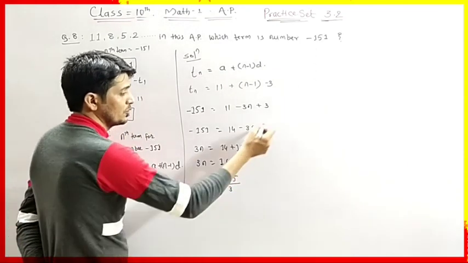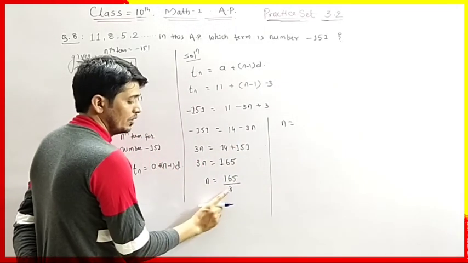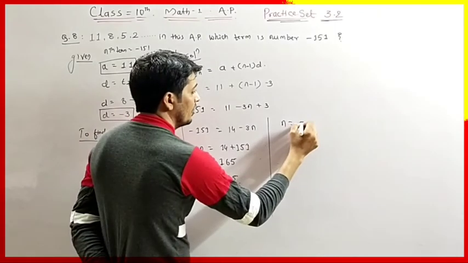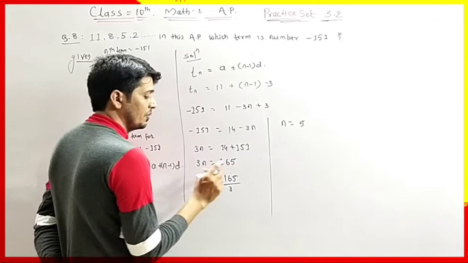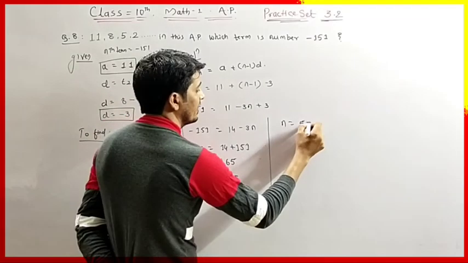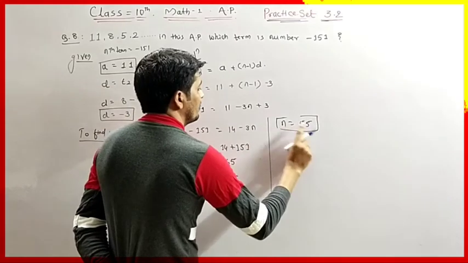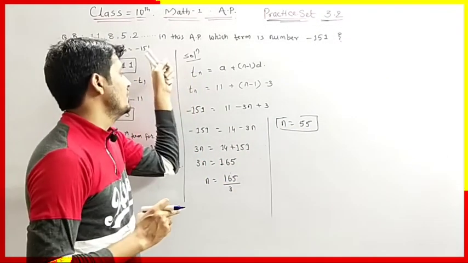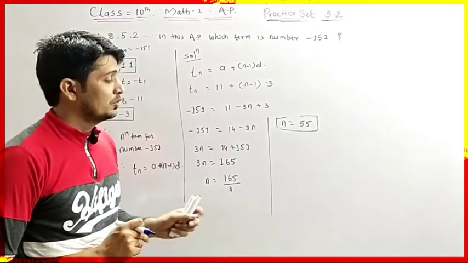So n equals, see, we have to divide this. So 3 5s are 15, then the remaining is 1, and 1 and 5 will become again 15. So 3 5s are 15. Okay, so n is 55. That means the 55th term of this given arithmetic progression is negative 151. So we have the answer.